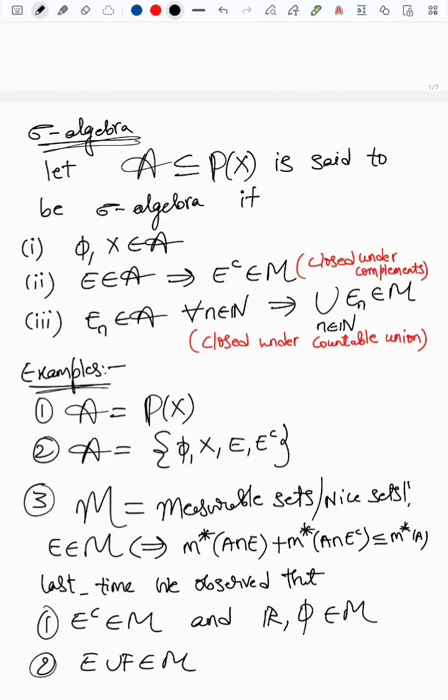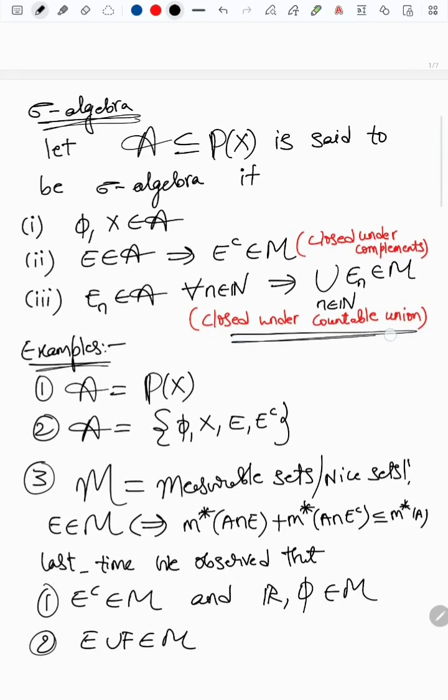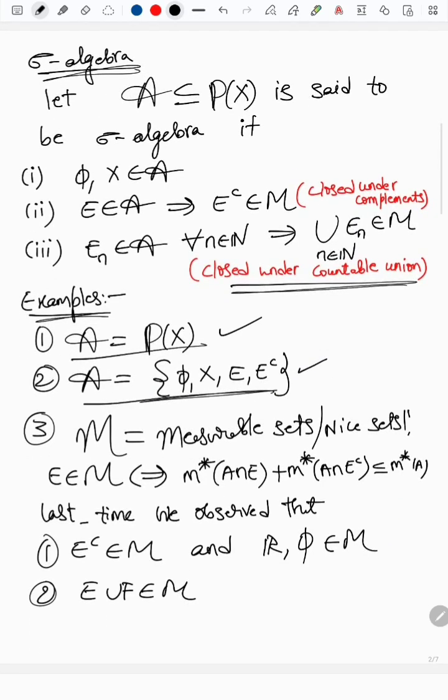It is a collection of some subsets of X which sits inside the power set. Usually the power set is the collection of all subsets of X, and A is said to be a sigma algebra if the empty set and the whole set X belong to A, E complement belongs to A whenever E does, and it is closed under countable unions. If A is equal to the power set, obviously it makes a sigma algebra. For measurable sets, we observe that E belongs to M if and only if E complement belongs to M, and the empty set and R also belong to M.